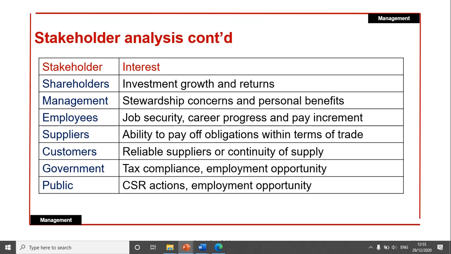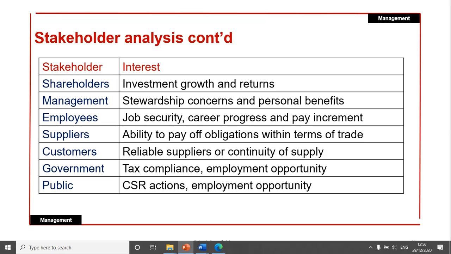I want us to look at the next stakeholder, the government. This represents the authority that provides, of course, what we call an enabling environment within which the business operates. What is the interest of the government? Tax compliance is one of the interests that the government has. Employment opportunity for citizens, that of course should be the concern of the government, to minimize unemployment.